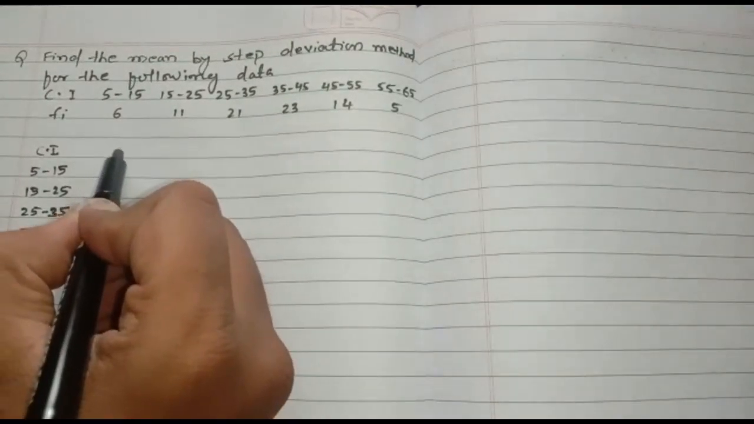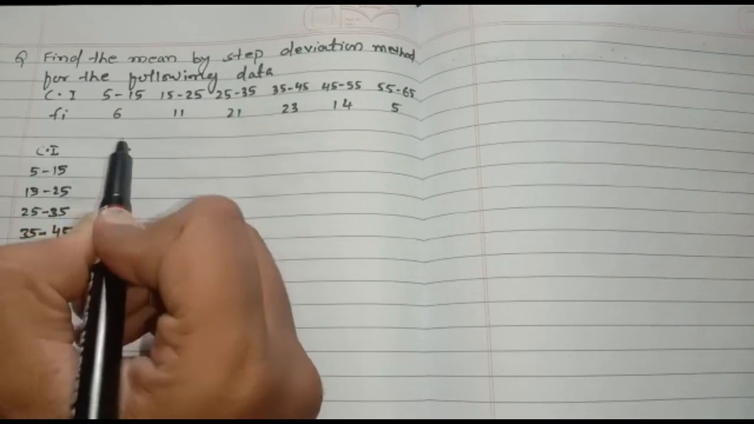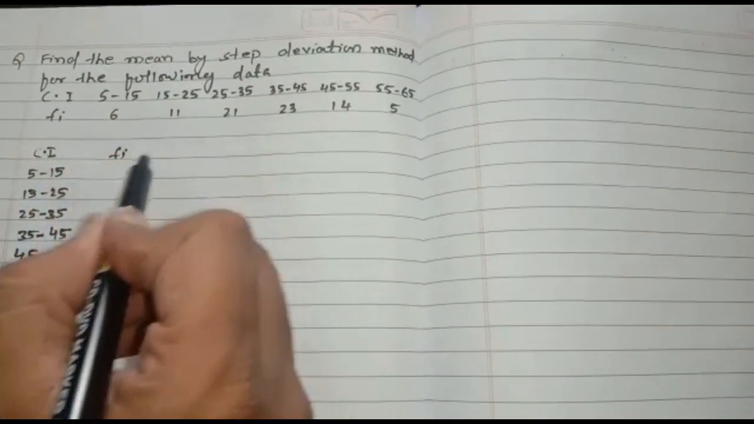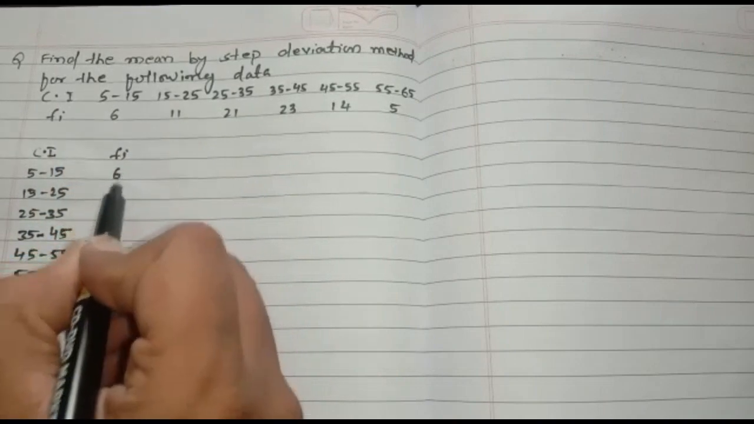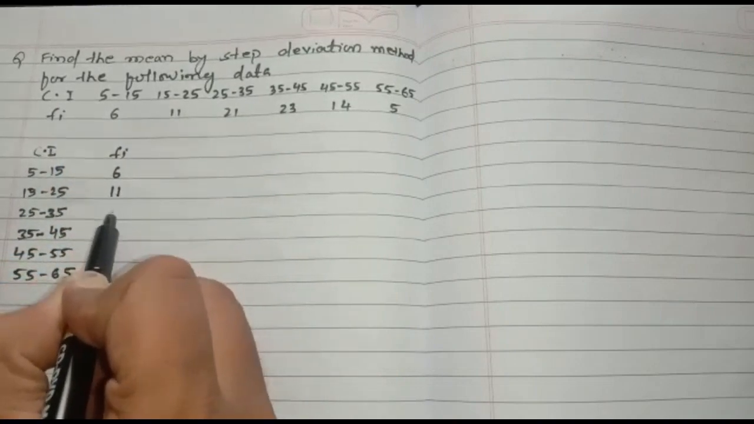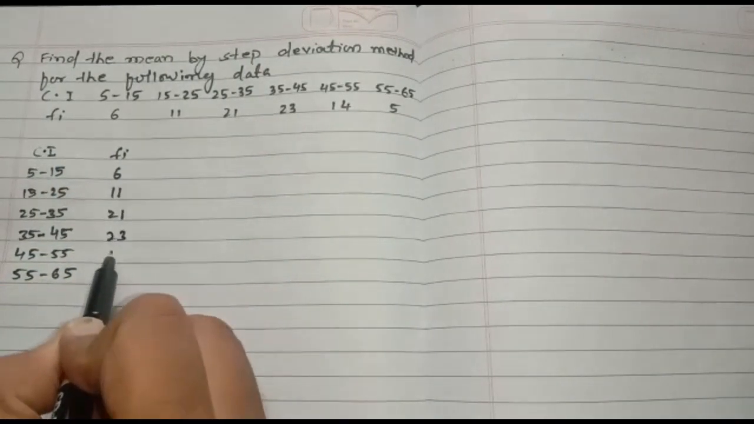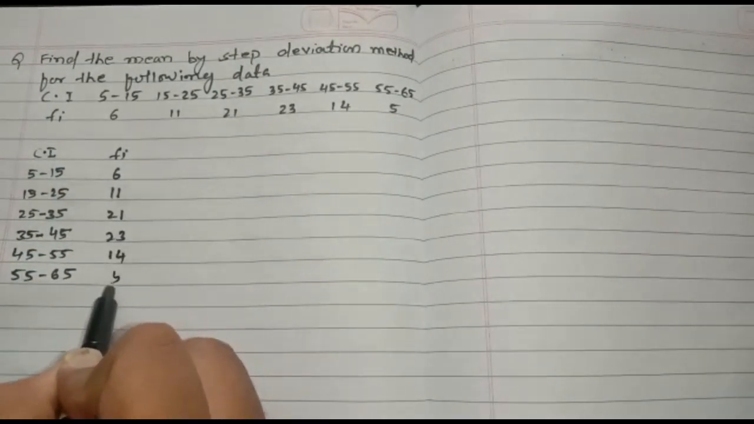Then we have to write the frequency fi. The frequencies are 6, 11, 21, 23, 14, 5.